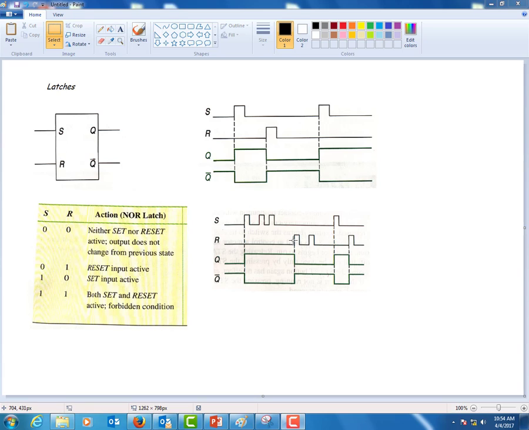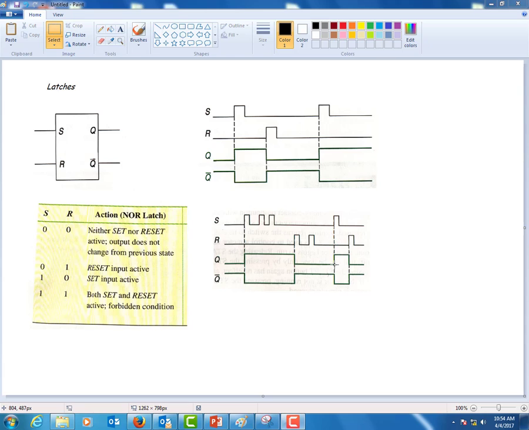Now what happens here? We get a pulse on the reset input. This causes Q to go low. So now we're in the reset state. What happened here? We got another reset pulse. Another reset pulse. Did anything change? No. It's the same behavior as you observed here. Once it's in the reset state, you can reset it as many times as you want. It's not going to change the output Q.